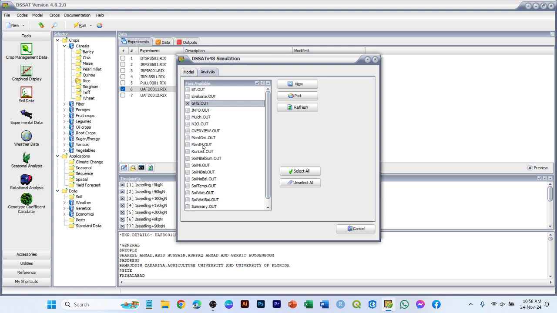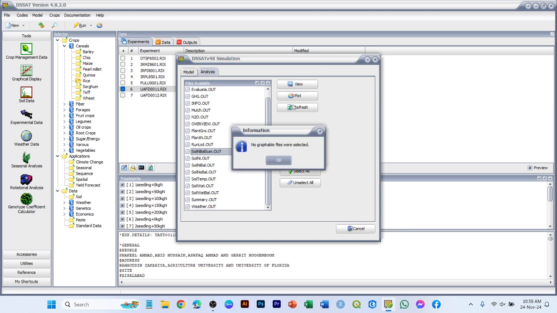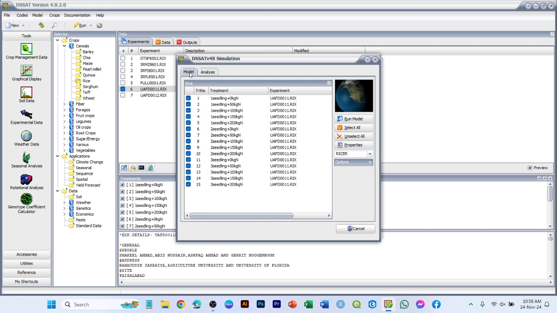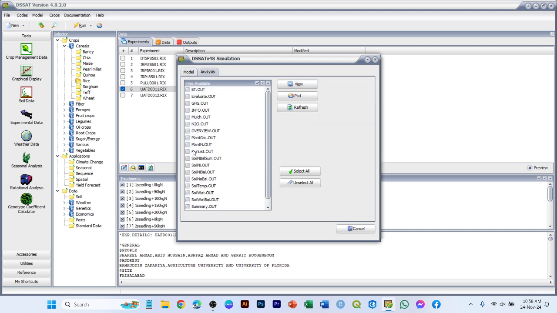So within the existing experiments, if we go toward the soil balance, what is the status of the soil of this specific treatment or experiment, then we have to go for the analysis. Sorry, view. Oh, it's not selected, right? That's why I was saying you have to go to the plot. It's not selected.